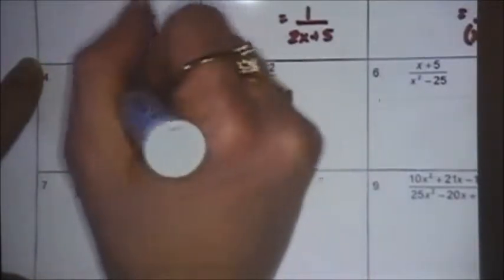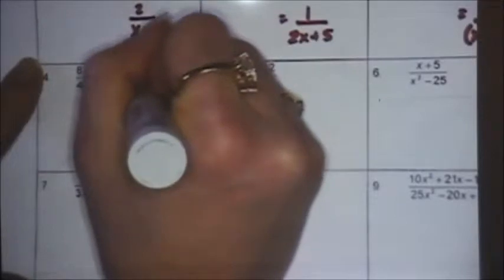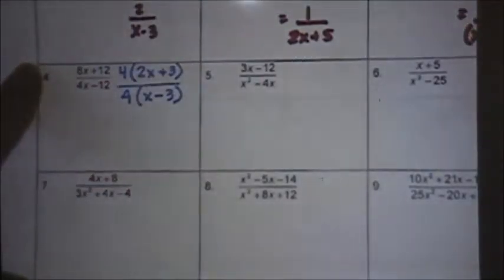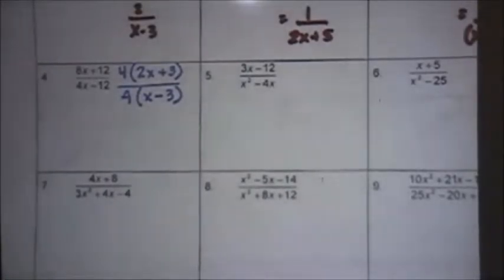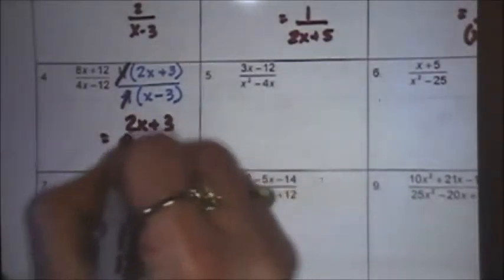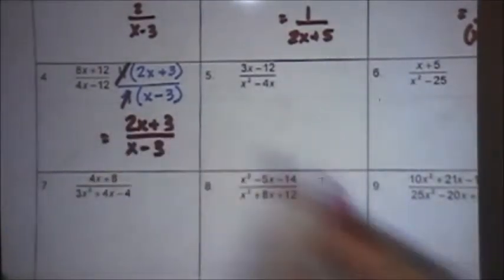And on bottom, I'm going to factor out a 4, and that leaves me x minus 3. And again, I have factors that will cancel. The 4 over 4 cancels. And my final answer is 2x plus 3 over x minus 3.